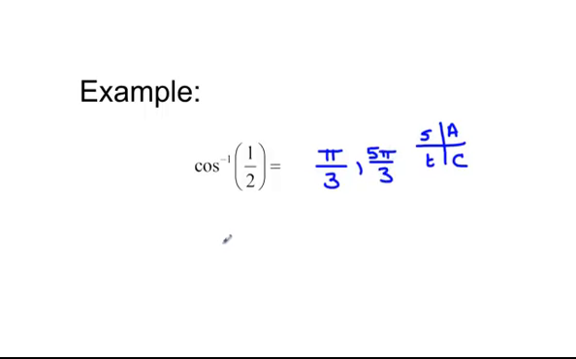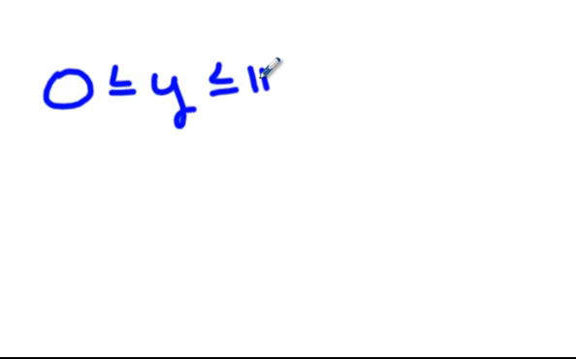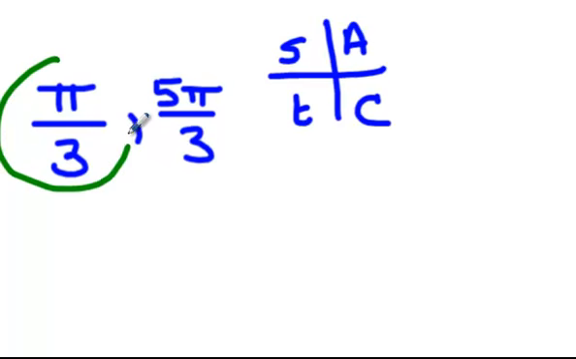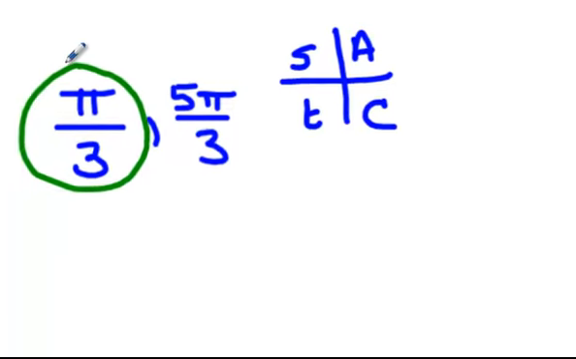But what did we just do on the previous page? On the previous page, we said that in order for us to find the inverse, y had to be limited between 0 and pi. And in order to make that happen, there is only one answer, and that's pi over 3.